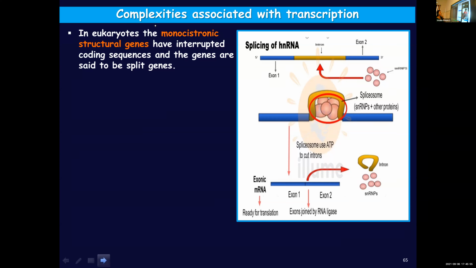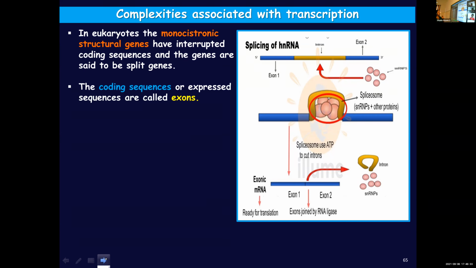So in eukaryotes, the monocistronic structural genes have interrupted coding sequences and you call the genes as split genes. Some unwanted sequences are there in between. So in that structural gene, the entire gene is not required. You call them split genes because some unwanted sequences are also present in between.